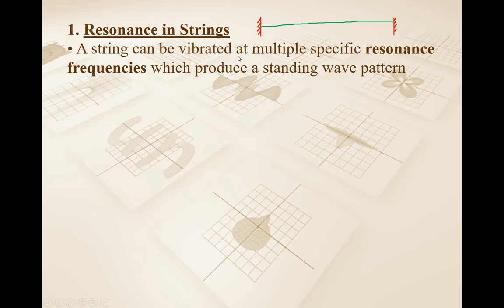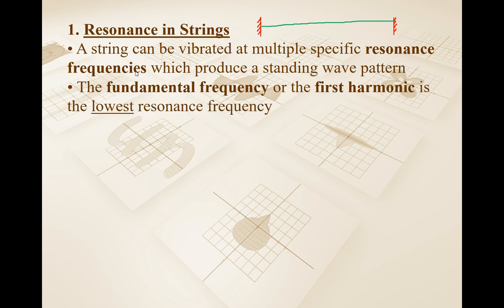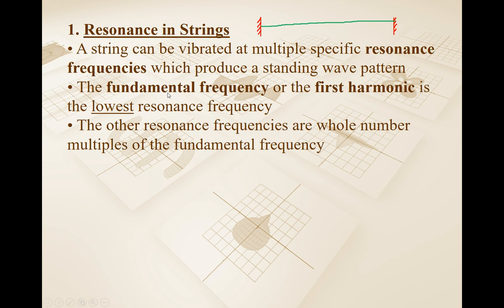Okay, so let's go back here now. A string can be vibrated at multiple resonance frequencies, and a resonance frequency produces a standing wave pattern. The lowest resonance frequency that you can vibrate to produce a standing wave is what we call the fundamental frequency. So the fundamental frequency is the lowest resonance frequency, or we can refer to it as the first harmonic. Your other resonance frequencies are going to be whole number multiples of the fundamental one.